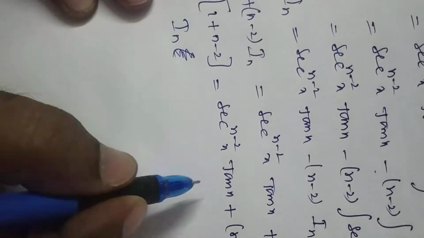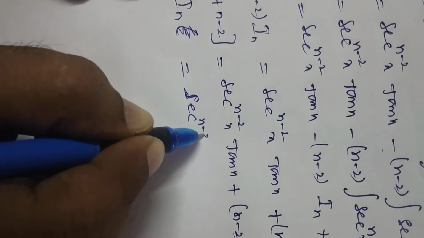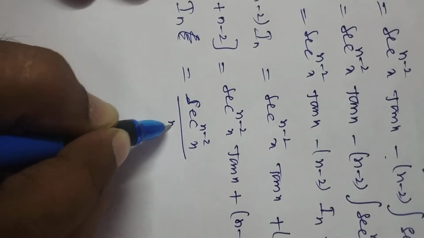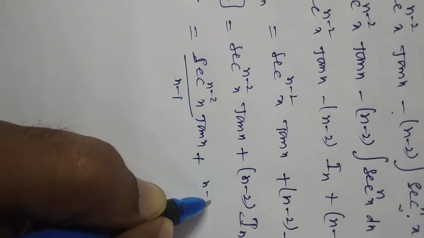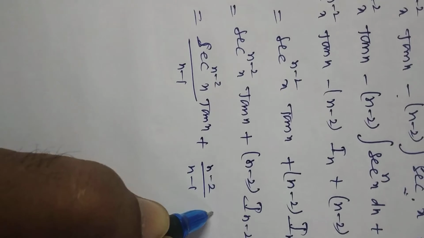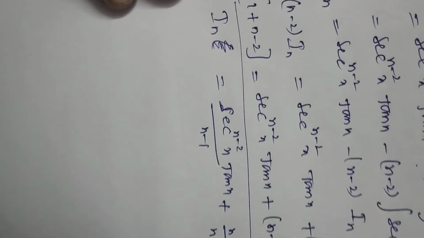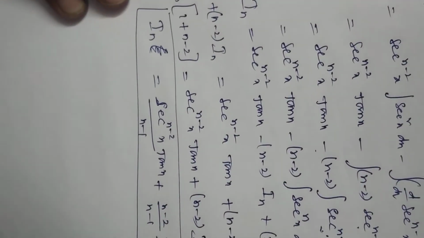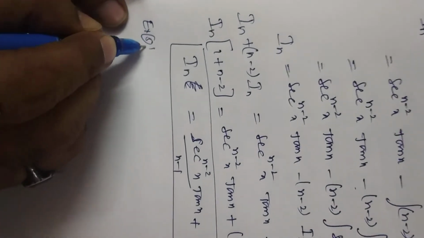That n minus 1 I am taking to that side. So I n is equal to secant power n minus 2 of x by (n minus 1) into tan x plus (n minus 2) by (n minus 1) into I n minus 2. So this is the reduction formula for secant power n of x. So let us look at an example.